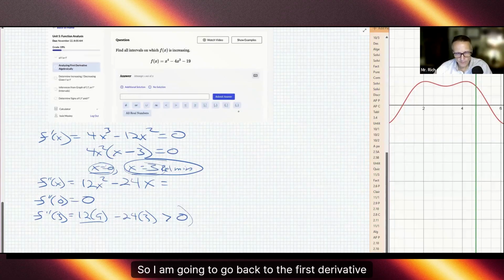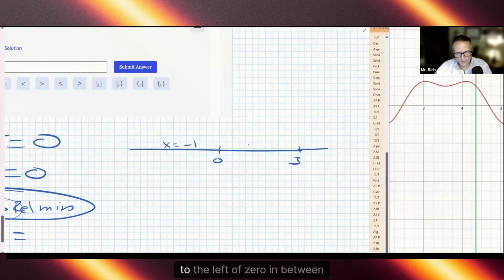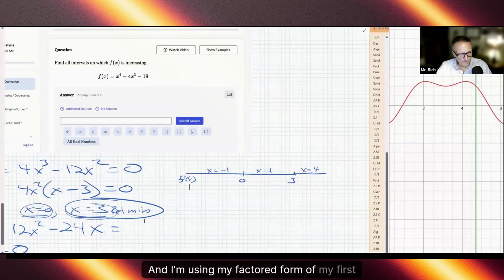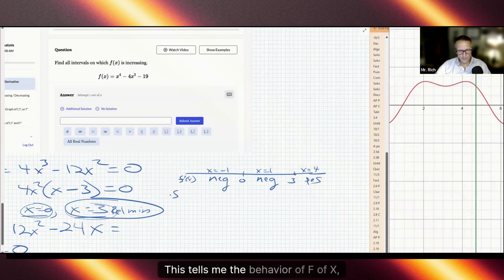So I am going back to the first derivative test, with my critical values 0 and 3. I'm going to pick test points to the left of 0, in between, and to the right of 3, and determine the value of my first derivative at those three test points, using the factored form, 4x squared times x minus 3. When x is -1, this is negative. When x is 1, it's still negative. And when x is 4, it finally turns positive. This tells me that when the derivative was negative, f of x was decreasing, then still decreasing, and then it started to increase.